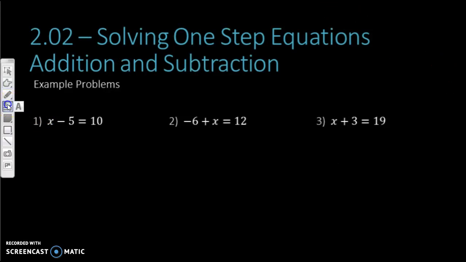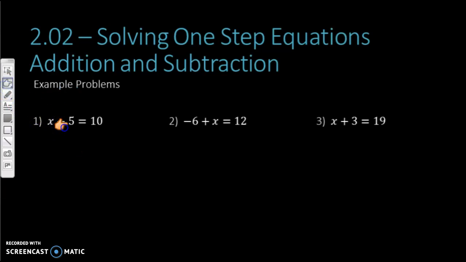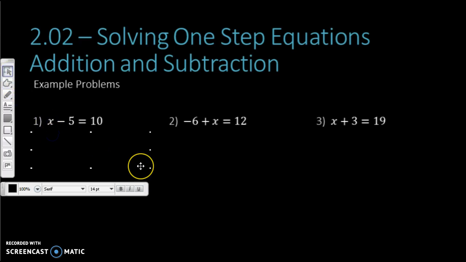So let's do some example problems. So x minus 5 equals 10. What you want to do is the opposite of whatever is happening right here. Whatever is happening right there, we're going to do the opposite of that. The opposite of subtraction is addition, so we're going to add 5.